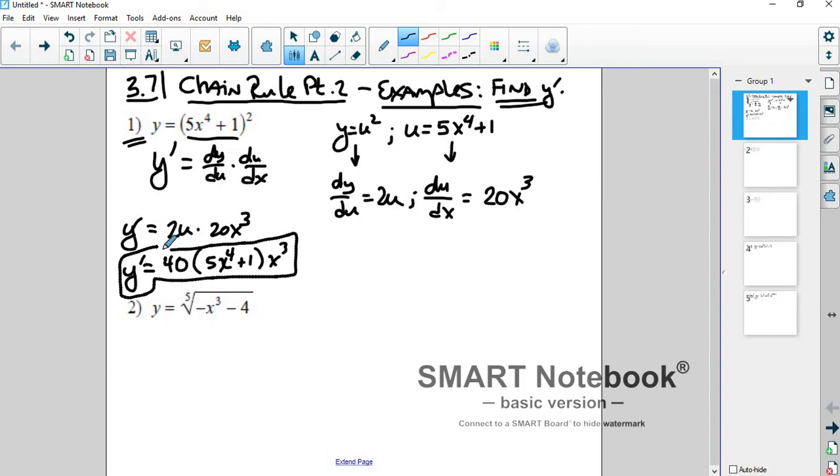So again, I do expect you to simplify constants, but other than that, we don't really have to worry too much, okay? So now I want you to try part number 2 here, but remember, the fifth root is the same thing as (-x^3 - 4) raised to the 1/5 power. So take a minute and try to figure that out, and pause the video, and I'll come back and show you how to do it.